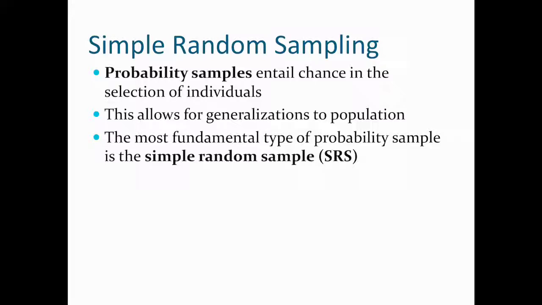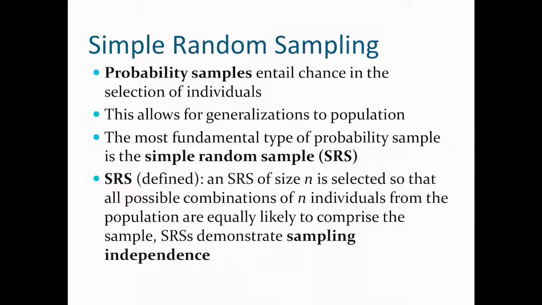The most fundamental type of probability sample that you'll see is called a simple random sample, abbreviated SRS. And SRS is a sample of size n selected so that all possible combinations of n individuals from the population are equally likely to comprise the sample. SRS demonstrates sampling independence. Anytime you see n, it's going to infer how many people are in the study. You'll see, like, n equals 32 might be the size of how many students in a classroom, 32 students in a classroom, and n equals 2, the size of the individuals that are likely to comprise the sample set.